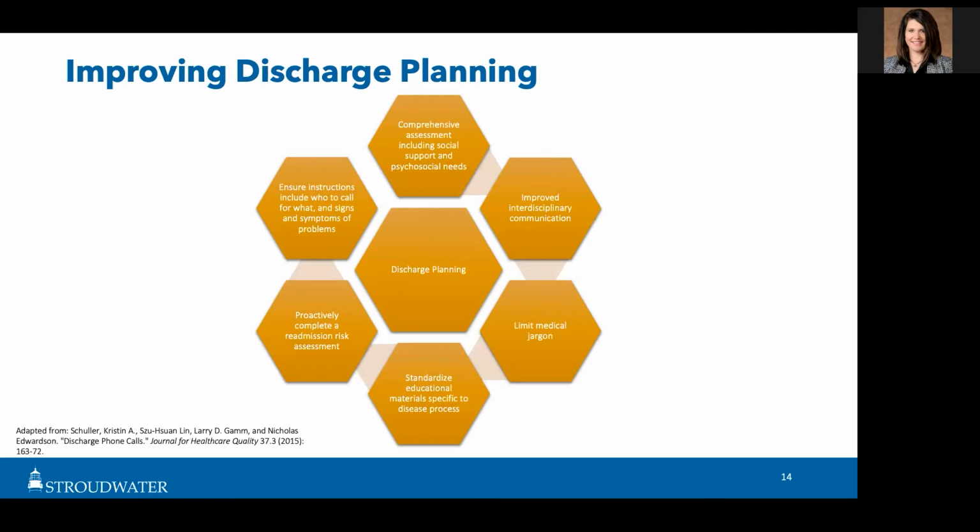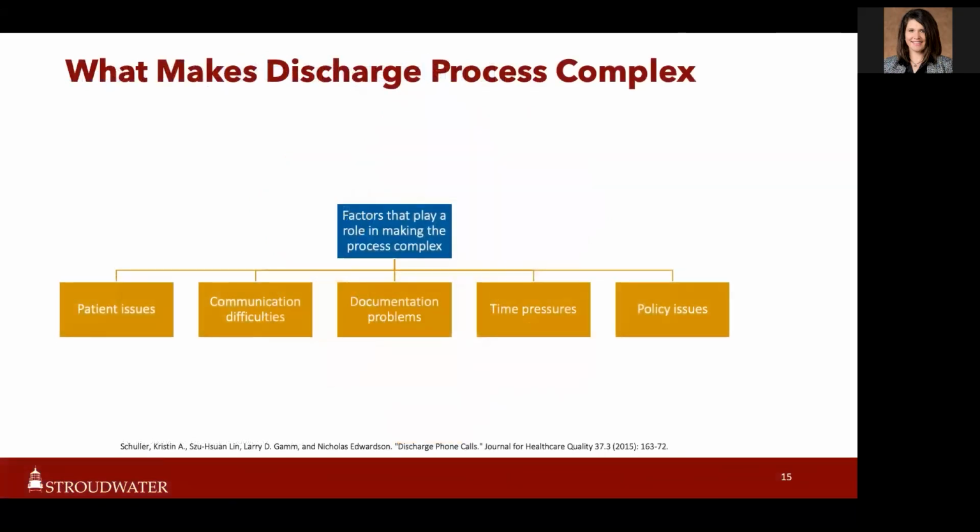And so making sure that the things that we give our patients, how we talk to our patients, is at an appropriate level for comprehension. Some of those are some of the things that can help improve that discharge planning process. But then on the other side, what are some of the factors that make this process complex?